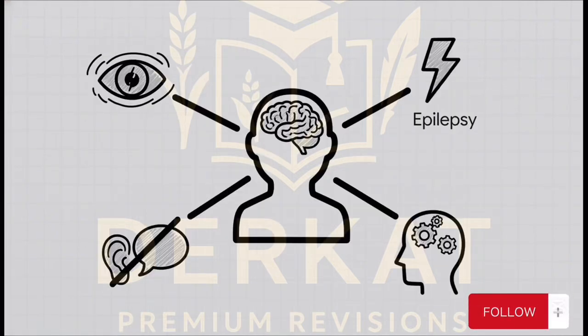And this is a huge point, something you absolutely have to understand. CP is often so much more than just a movement disorder. That same brain injury can lead to a whole host of other challenges, things like epilepsy, intellectual disability, or issues with speech, hearing, and vision. And each of those requires its own targeted support.